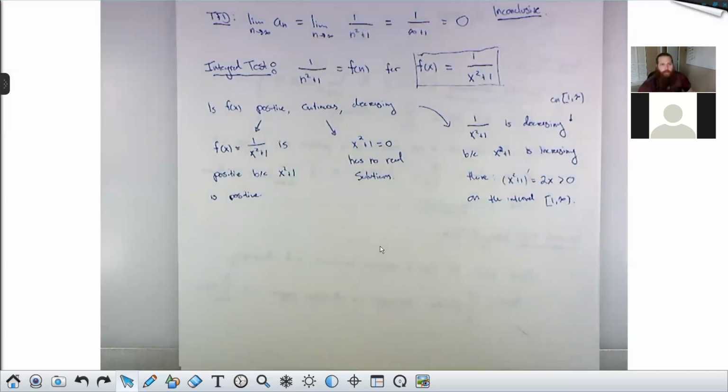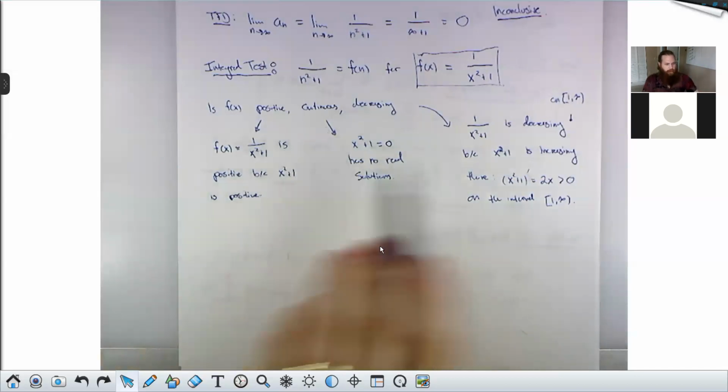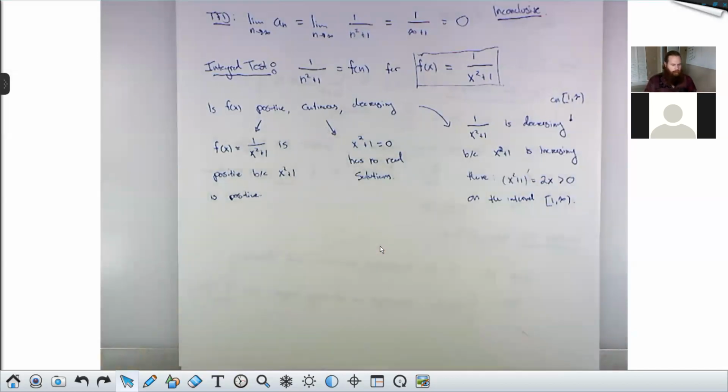They're all things that you learned how to do in Calc 1. So if the sneaky, fast way doesn't jump out at you, you can always go back to your Calc 1 stuff and check using like number lines, definitions, and first derivatives that your function satisfies these hypotheses. But it takes time, so you want to get good at doing it fast.